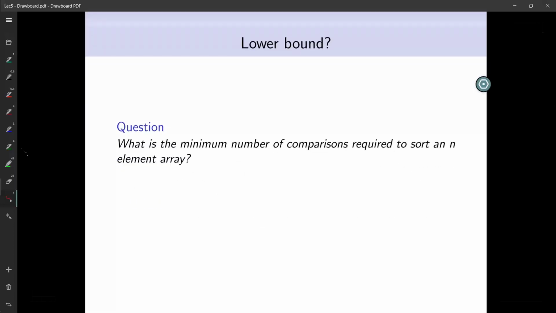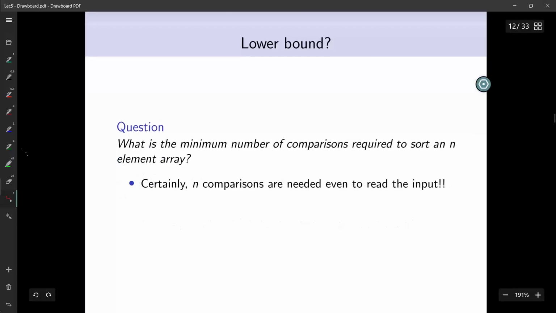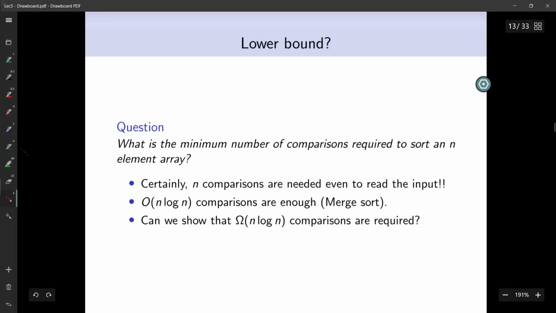So the lower bound question is the following. What is the minimum number of comparisons required to sort an n element array? You can easily see that n comparisons are needed, in fact n minus 1 comparisons are needed even to read the input. I'll leave it to you to argue that at least n comparisons are needed.